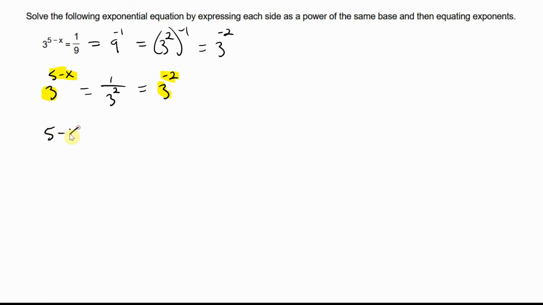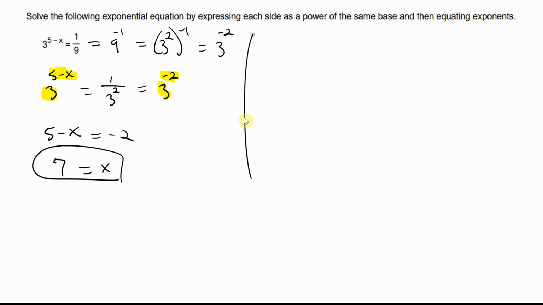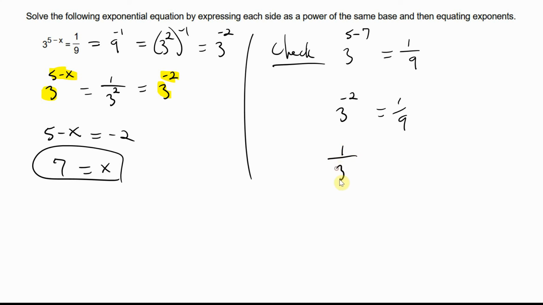So that's 5 minus x is equal to negative 2. I'm going to add x on both sides and then add 2 on both sides, so I get 7 is equal to x. And it's just always good to check, just to make sure that we're good. So if x is equal to 7, this is 3 to the 5 minus 7. This is equal to that 1 over 9. Well, this is 3 to the negative 2 is equal to 1 over 9. That's indeed correct. This is 1 over 3 to the second equal to 1 over 9. Well, that's 1 over 9 is equal to 1 over 9.